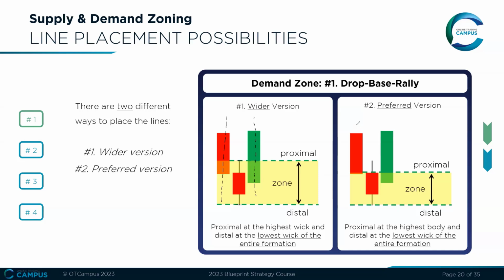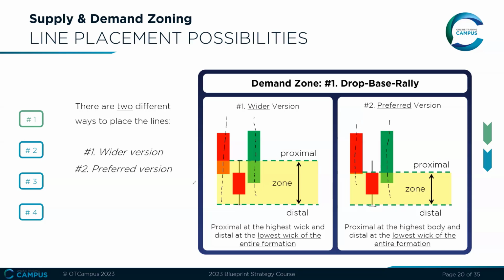Okay. The difference is we have exactly the same leg in, we have exactly the same leg out, it's the same formation, we isolate the base. Now the proximal line goes slightly lower. We don't take the entire range of the basing candles. We just take the range from the upper body. So the proximal would be at the highest body of the basing candles, and the distal would be at the lowest wick of the entire formation.